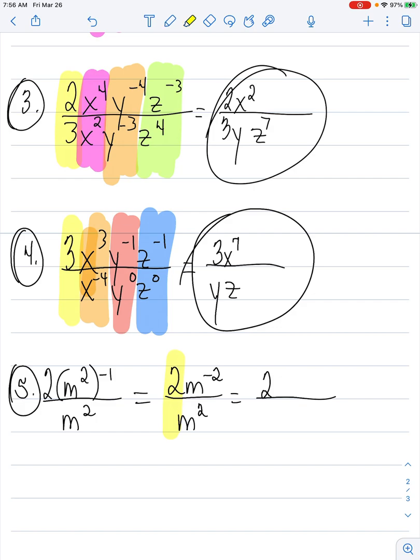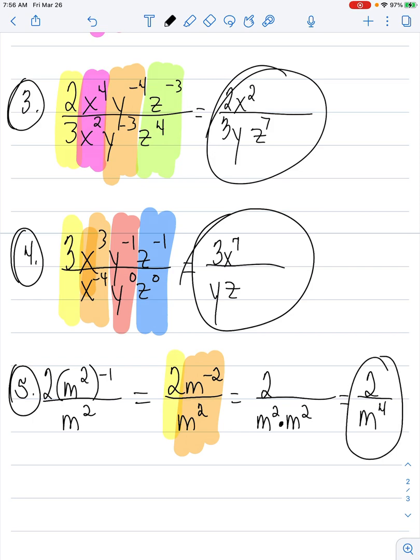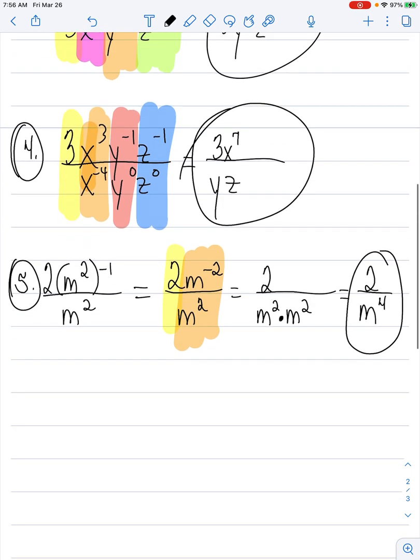Now look at your m's. For the m's, I have m to the negative 2 up top and m to the second on the bottom. So that means that m to the negative 2 power has to move down here. Well, what does that simplify to? Keep the base, add the exponents, so m to the 4th power. So give yourself a check if you got 2 over m to the 4th power.